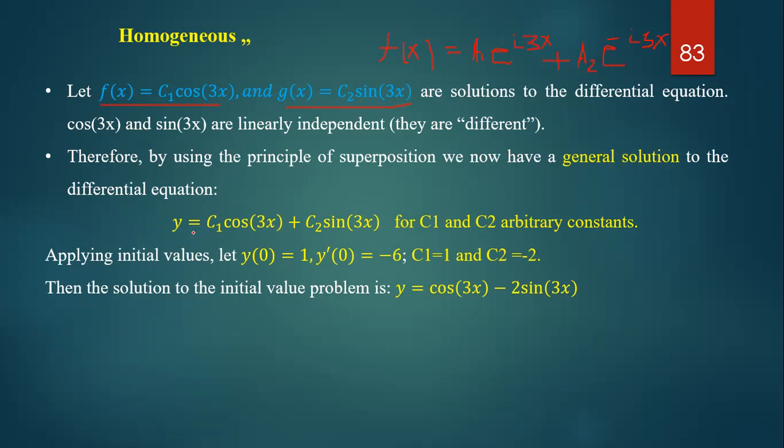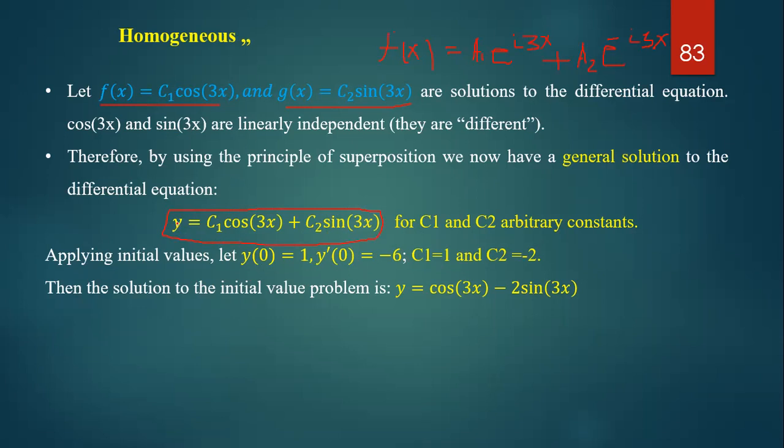Okay, this is the equation. y of t is equal to c1 cos 3x plus c2 sin 3x, and this c1 and c2 are arbitrary constants which should be determined from the initial conditions or by applying some initial values. So let's take initial values: y of 0 is equal to 1 and y prime of 0, that is the first derivative of y, is equal to minus 6. Then we can compute it.